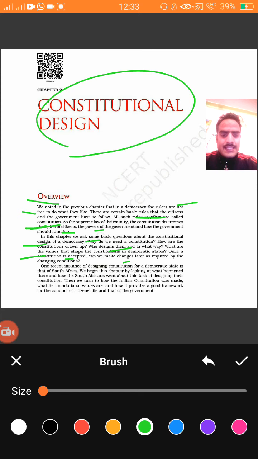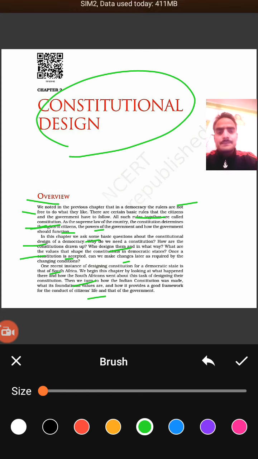One recent instance of designing a constitution for a democratic state is that of South Africa. इस चैप्टर में हम बेसिकली बात करेंगे साउथ अफ्रीकन कॉन्स्टिट्यूशन की. We begin the chapter by looking at what happened there and how the South Africans went about this task of designing their constitution. Then we turn to how the Indian constitution was made, what its foundation values are, and how it provides a good framework for the conduct of citizens' life and of the people.